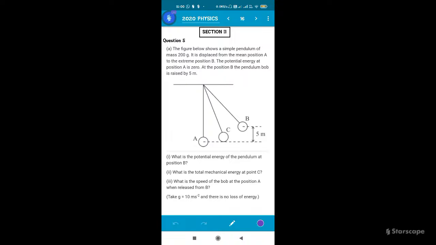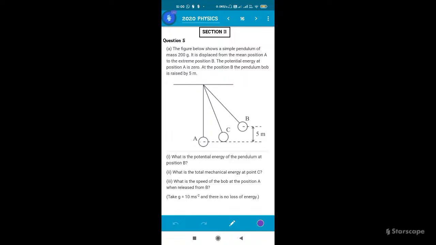The figure below shows a simple pendulum of mass 200 gram. It is displaced from the mean position A to the extreme position B. From the figure it is quite clear that A is the mean position and B is the extreme position of a pendulum. And also you know one thing: in case of a pendulum, and in case of an object which is falling from the top of any tower or any cliff, the total mechanical energy, that means the sum total of the potential and the kinetic energy, will be the same.